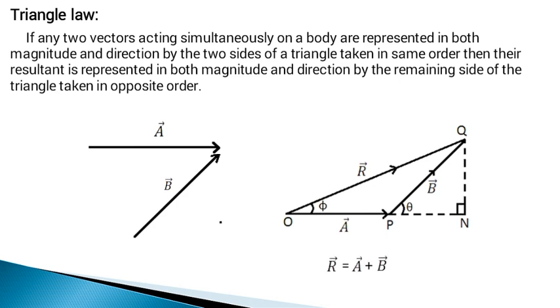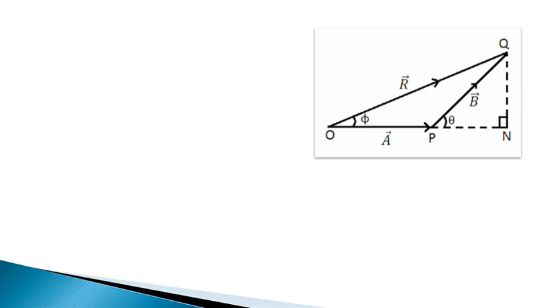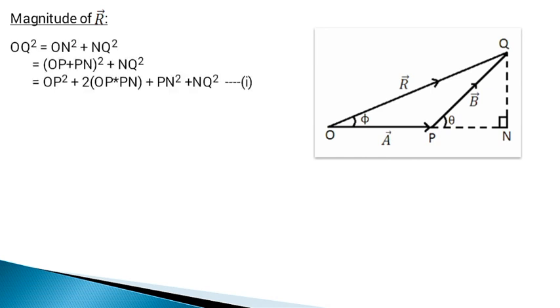Now we are going to obtain the magnitude of resultant vector R. How is the magnitude of resultant vector R obtained? We find it using Pythagoras theorem in right angle triangle ONQ. Look at triangle ONQ. We have, using Pythagoras theorem, OQ square equals ON square plus NQ square, since hypotenuse square equals perpendicular square plus base square.